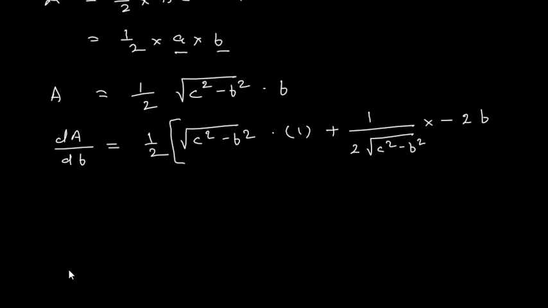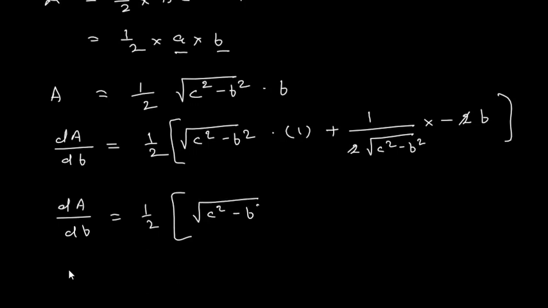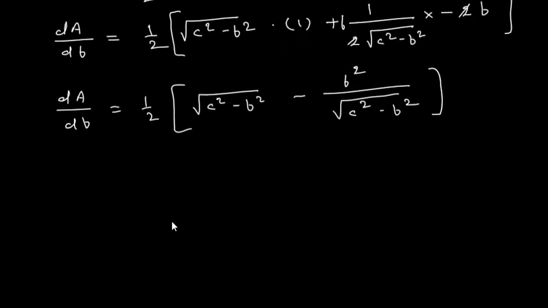Okay. So finally what I can say is that this 2 and 2 will cancel. So I will say that dA upon dB is equal to half of, here we have root of C square minus B square minus, here we have B upon root of C square minus B square. Is anything wrong? Okay. I have to write this B also. So here it is B into the derivative of this term. So B into B is what? B square. Fine. This is dA upon dB.